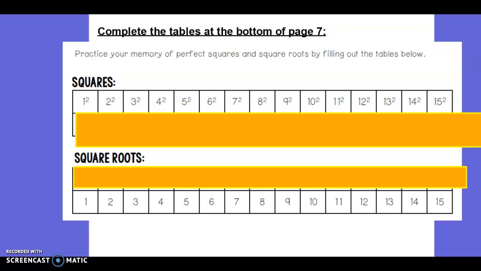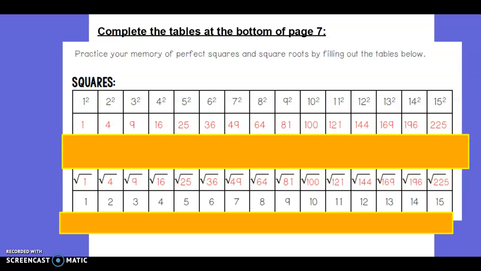Go ahead and hit pause and hit play when you are ready. All right, your table should look like this. And all the numbers in front of you that you see across the second row in the table at the top here.